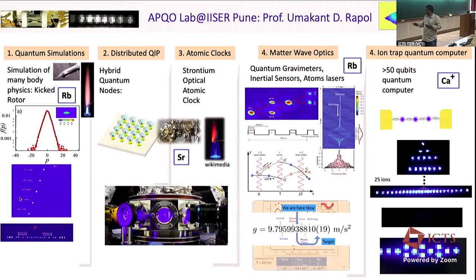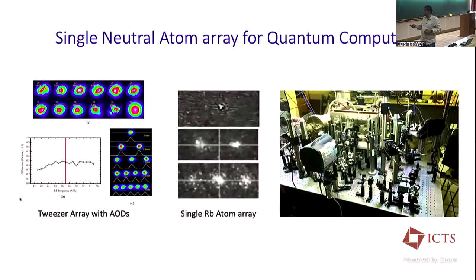And we can trap up to 25 ions now, and we are currently working on optimizing the gate operations, single qubit and 2-qubit gate operations. So this project is going on at a rapid pace. But what I'm going to talk about is something else. Okay, this is another project.